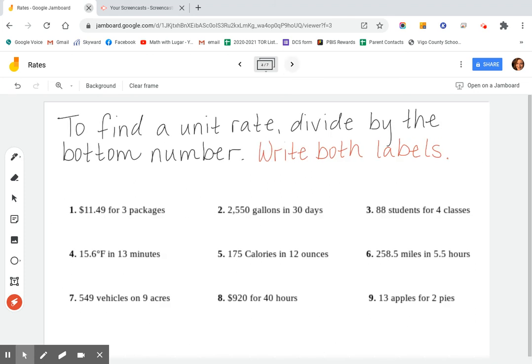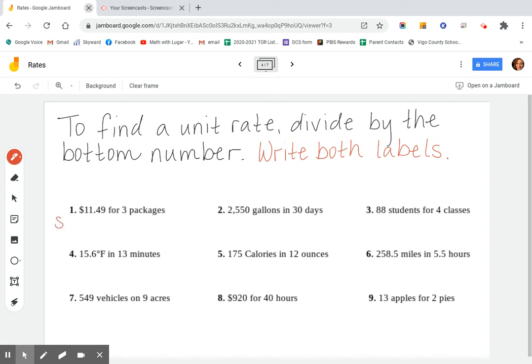Okay, so let's do some examples. To find a unit rate, we're going to divide by the bottom number. And like I said before, you have to write both labels. So what this really means for number 1 here, this really should be written as a fraction. Now, you're not going to have to do this on each one. You just need to remember that whatever's written first usually is your top number. But even more importantly than that, remember I said money typically goes on the top.